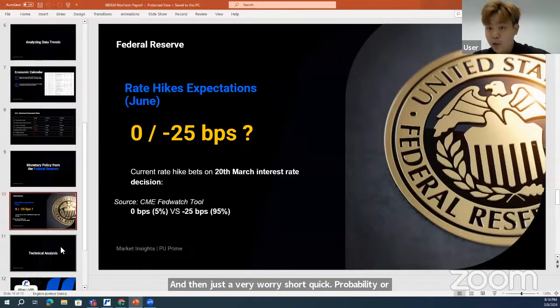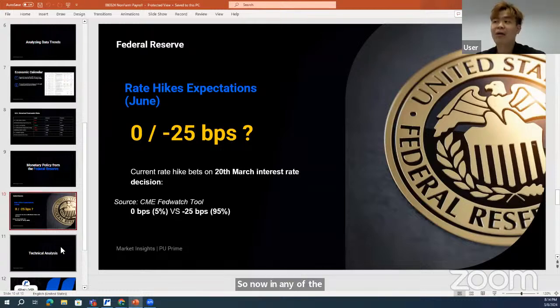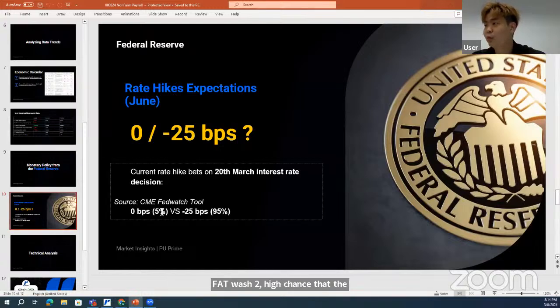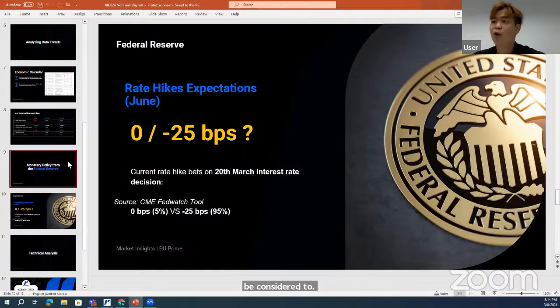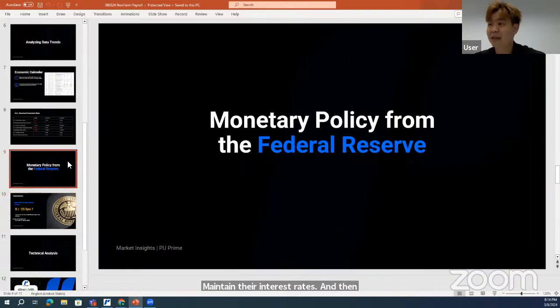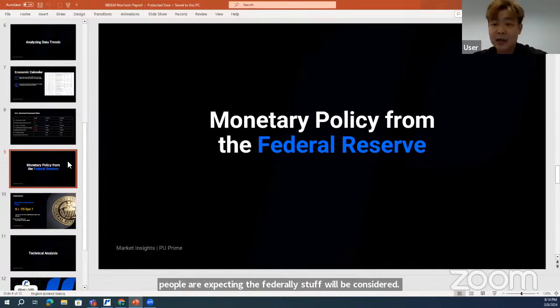So now on the 20th of March, we do have the interest rate decision. As for now, according to CME FedWatch, there is a high chance that the Federal Reserve will maintain their interest rates, and only a few percent of people are expecting the Federal Reserve to cut them. So this is a key thing that you must keep an eye on.